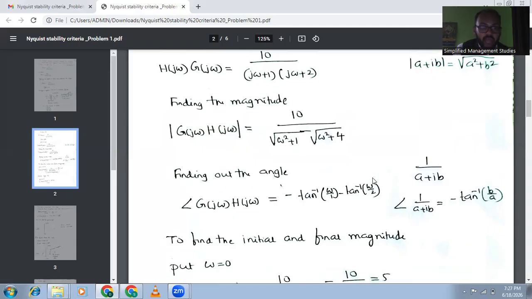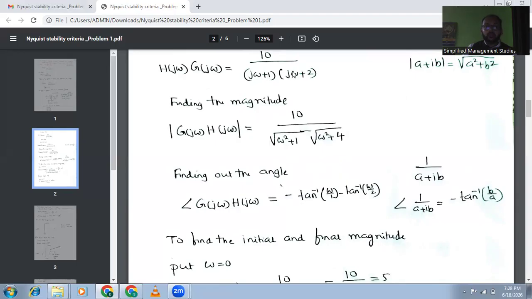To find the angle, check the formula for 1 by a plus ib. What is the angle of 1 by a plus ib? That means minus of tan inverse of b by a. The minus sign is applicable because it is 1 by a plus ib. Hope you understood. So the same thing applies here: minus of tan inverse of omega by 1 minus tan inverse of omega by 2. You have to remember that.